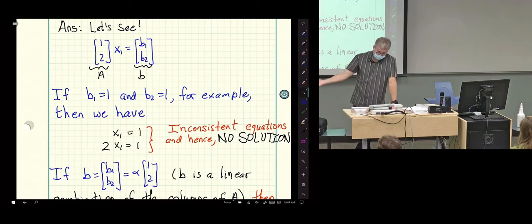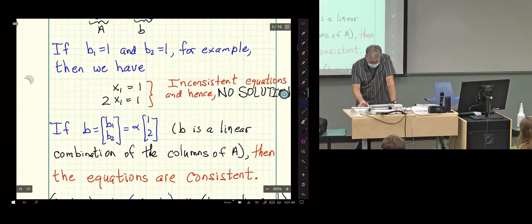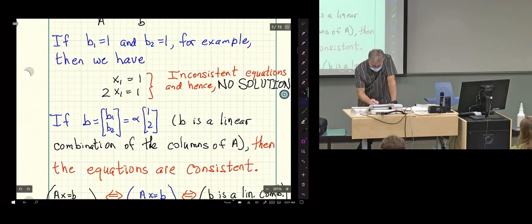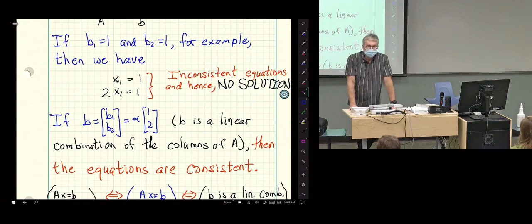If I make a choice for b, say 1 and 1, then these are the 2 equations I have. I end up with x1 is 1 and 2x1 is 1. And you recognize that as being an inconsistent system of linear equations. No solution.